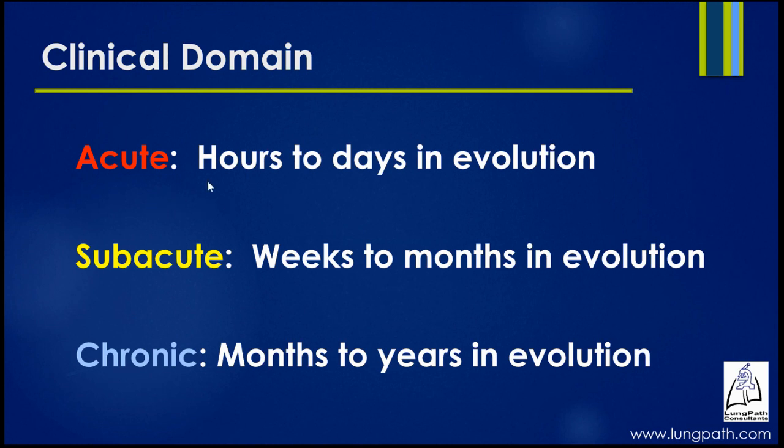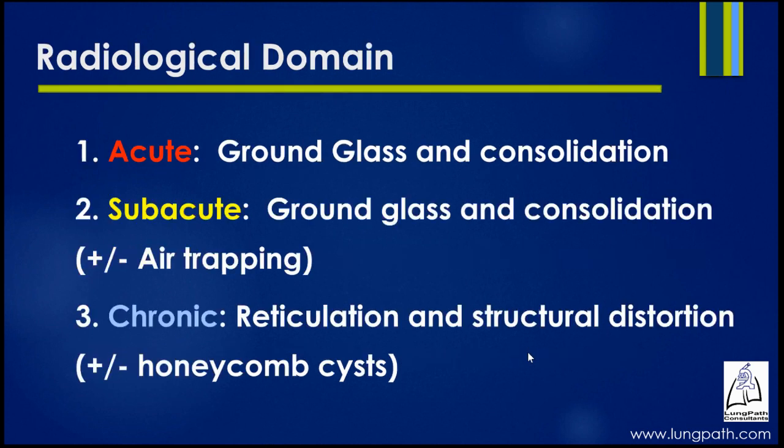The acute, hours to days in evolution, the subacute, weeks to months in evolution, and the chronic, months to years in evolution. The radiologic domain has acute changes, which are most frequently manifested as ground glass and consolidation. These are the 2 terms used radiologically. They're actually part of a spectrum. Ground glass can merge imperceptibly into consolidation.